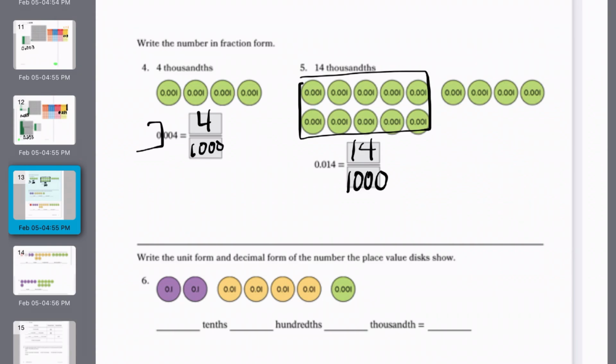Number 6, we're going to write this in unit form and then in decimal form. We will see how the unit form helps us make that decimal. I'm looking at my tenths and I see I have 2 of them. My hundredths, I have 4, and my thousandths, I have 1. I had no whole numbers, no ones, tens, nothing. So I have nothing in front of that decimal. Back here, I have tenths, hundredths, and thousandths.